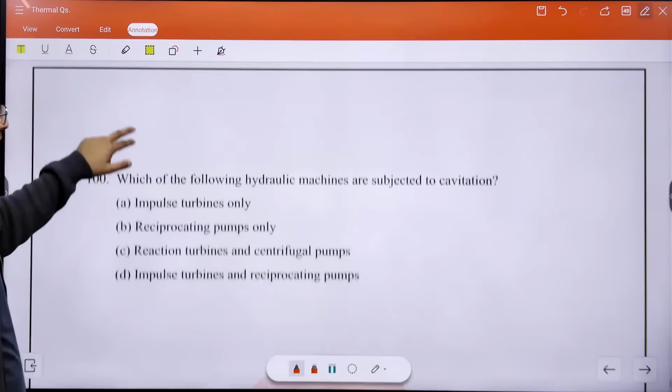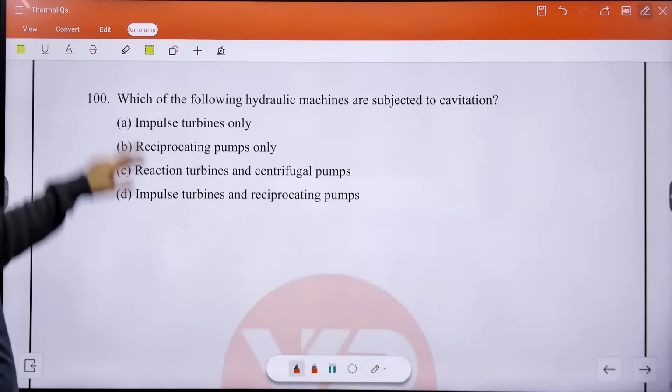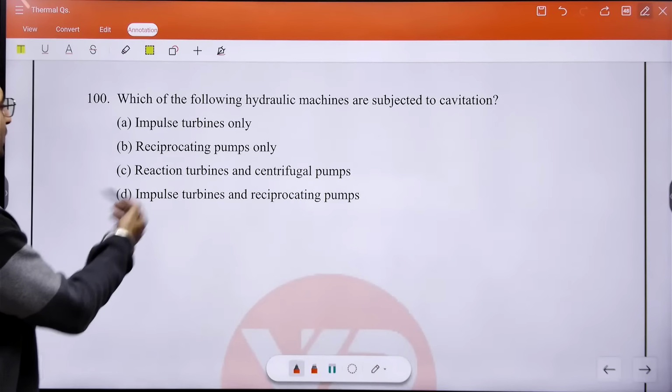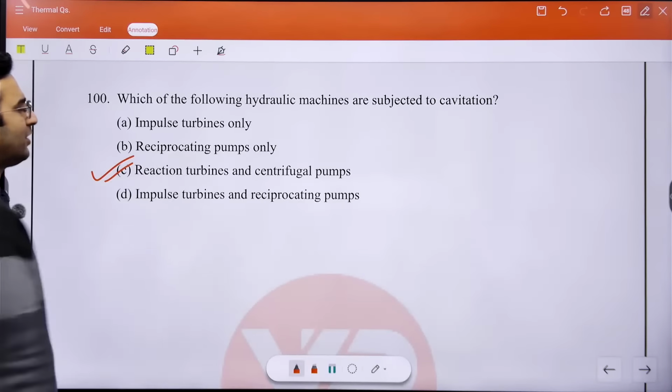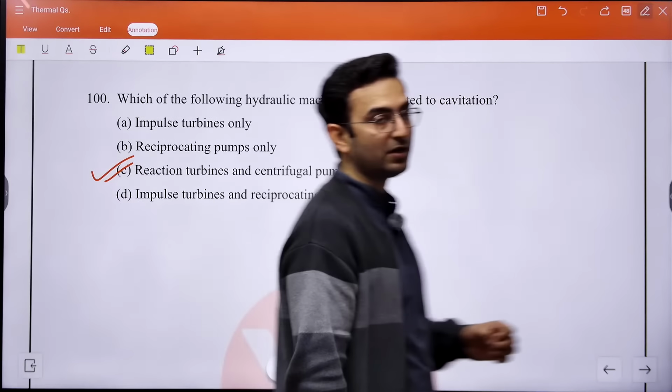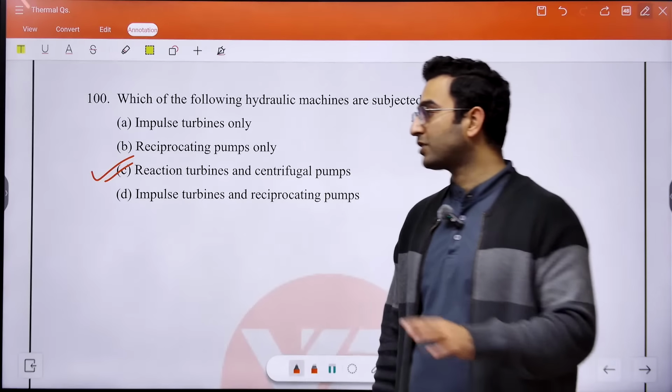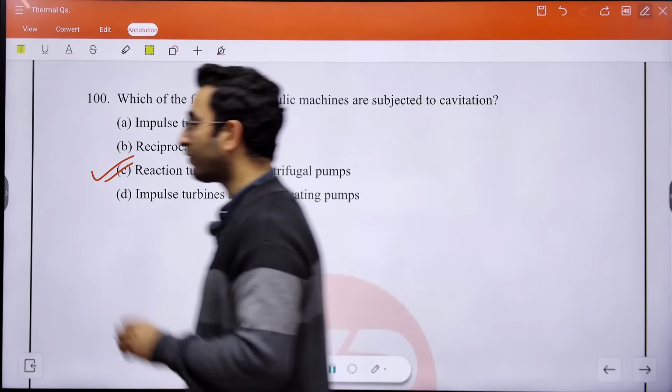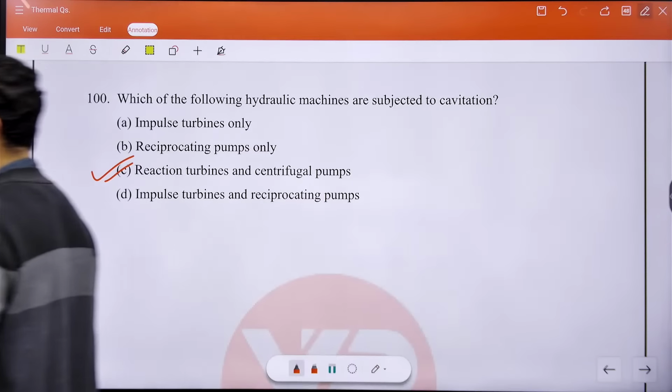which of the following hydraulic machines are subjected to cavitation here? So that's a simple question. We have already seen that. Reaction turbines and centrifugal pumps are the devices which are subjected to cavitation here. There is no problem of cavitation in the case of impulse turbines, and there is no problem of cavitation in the case of reciprocating pumps also. Okay.